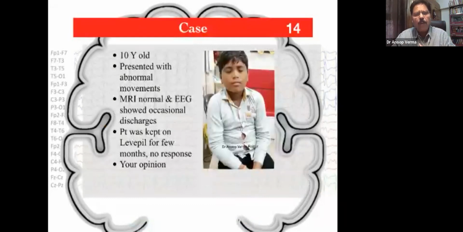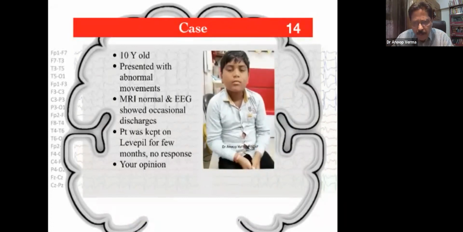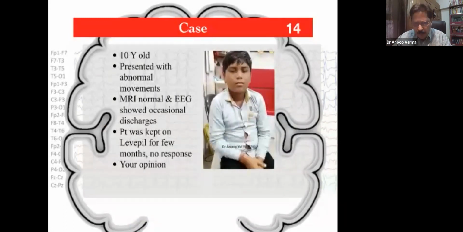Now this is a very important patient who was brought with abnormal movements, with MRI in hand and EEG in hand showing abnormal discharges. When he came to me, he was already taking two anti-epileptic drugs, and the patient was kept on levetiracetam, no response, and now see the movements. He is exhibiting a movement. Do you think that this is epilepsy or epileptic spasm?